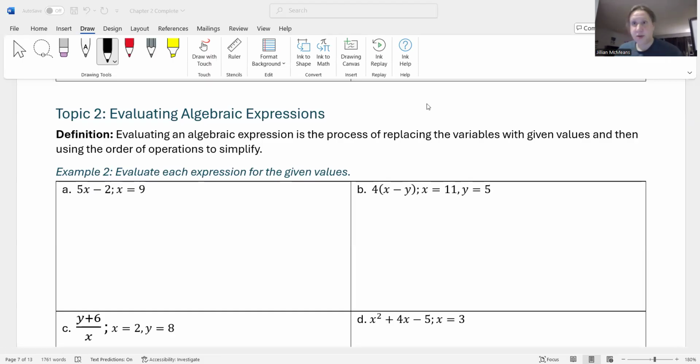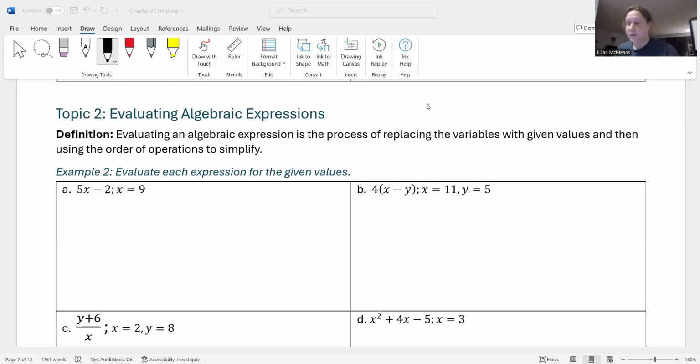For topic two, we're going to discuss evaluating algebraic expressions. This is something that's going to come up quite a bit, and understanding how this works is going to be really powerful. So we'll start really basic, and hopefully I'll be able to incorporate evaluating algebraic expressions in several of our chapters. So once we get to that point in this book, it won't be quite so daunting. So the first thing you need to understand is, what is evaluating?